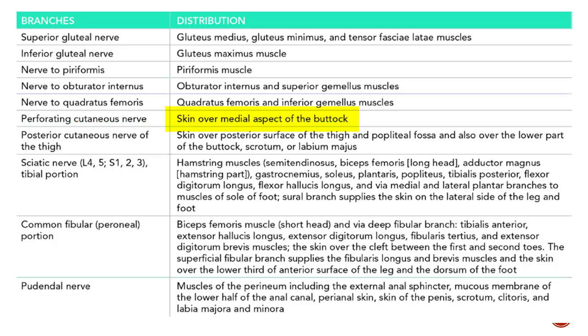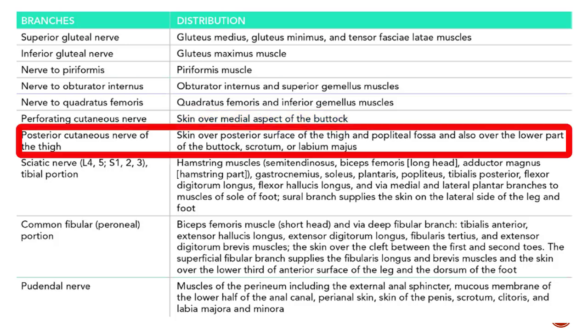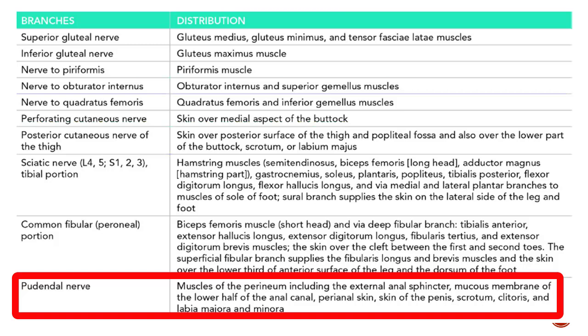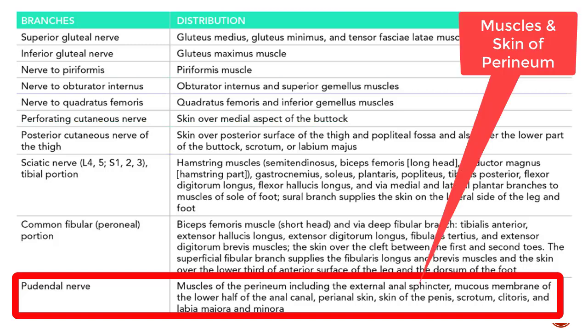The posterior cutaneous nerve of thigh, again as the name indicates, is cutaneous. This is also a sensory nerve that supplies the posterior surface of the thigh, lower side of the buttock, scrotum and the labial area. The pudendal nerve is a nerve of the perineum, and this nerve supplies the muscles and skin of the perineum.